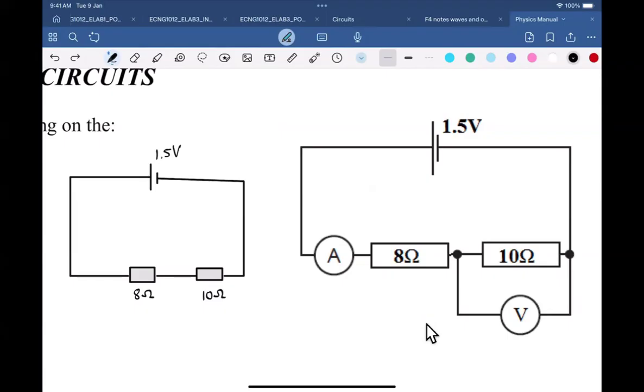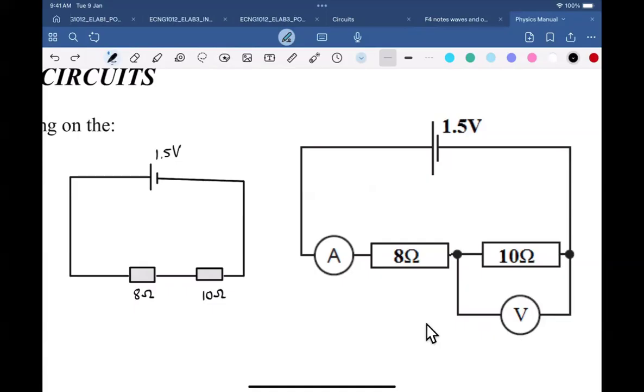But Kiara, Justin, and Aliyah, the ammeter and the voltmeter, you could remove them from your circuit if they're confusing you. Just remove the voltmeter and remove the ammeter and just make a circuit.